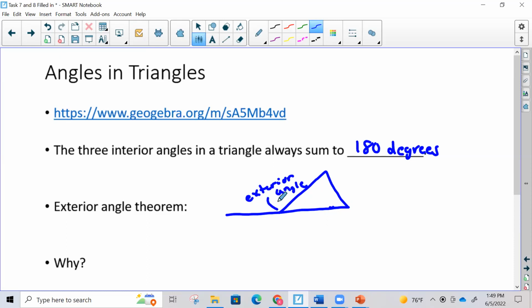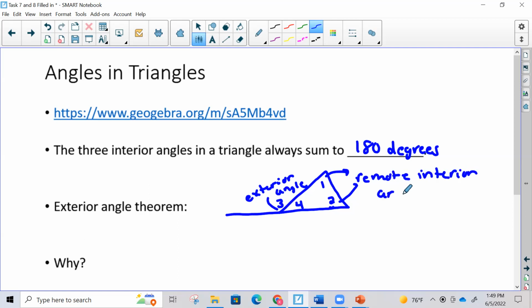And I'm going to call it angle 3. And I'm going to put 1 and 2 here, and 4 here. These two angles that are inside are called interior, and the two angles that are inside that don't touch this exterior angle are called the remote interior angles.